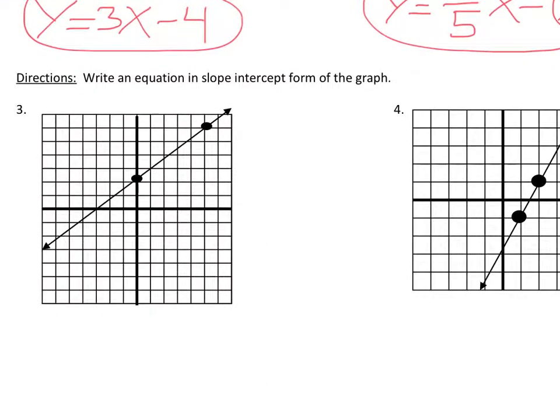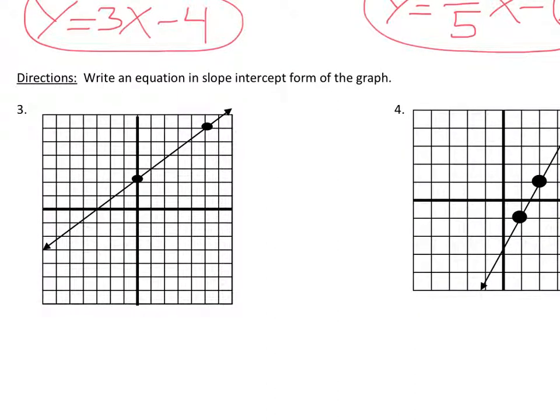Now you can see I have 2 points highlighted, and remember I always want to get b. Well, what's b? That's the y-intercept. That's this point right here. And if I look, it's y equals 2. So right away, I know that b equals 2. The only other thing I have to get is m. I have to get the slope. Well, to get the slope, remember, I need 2 points. And I'm just going to count rise over run to give me the slope.